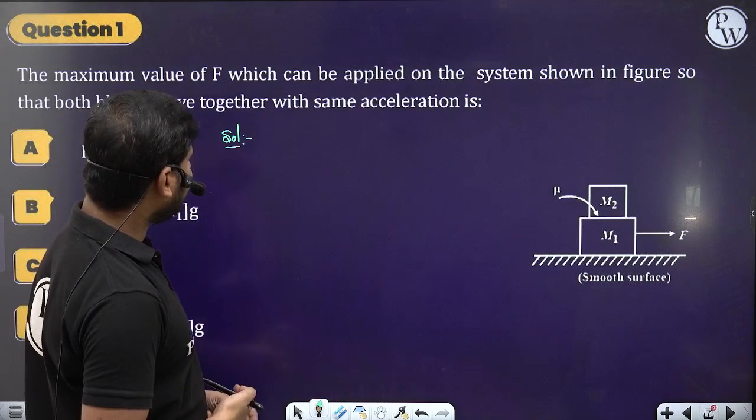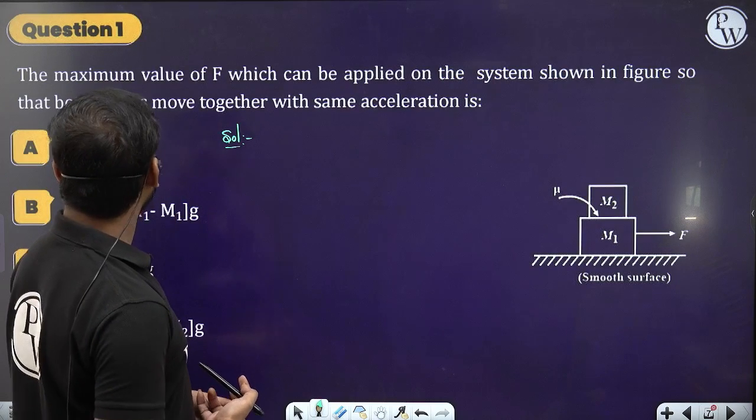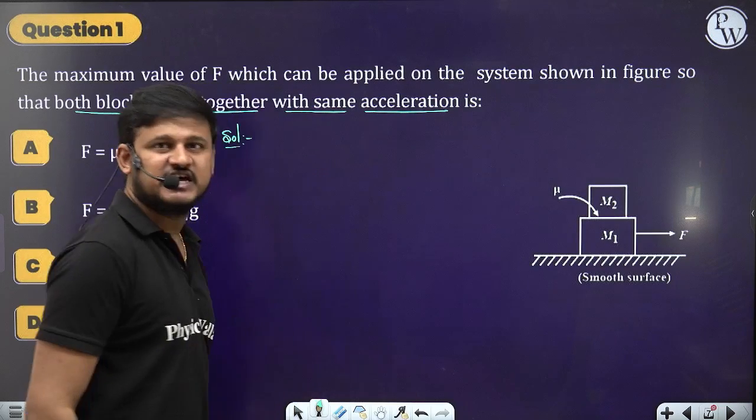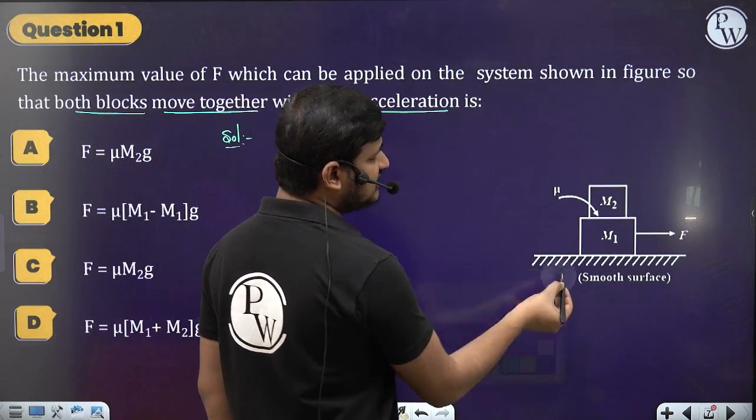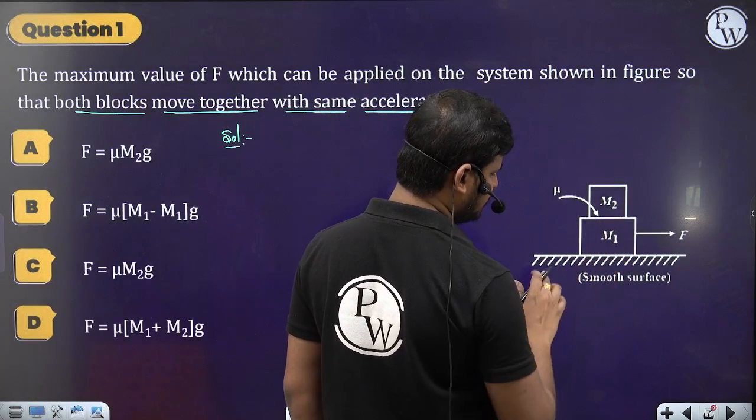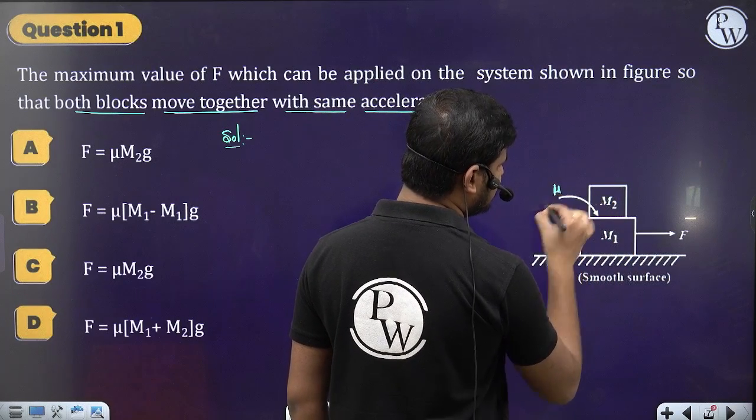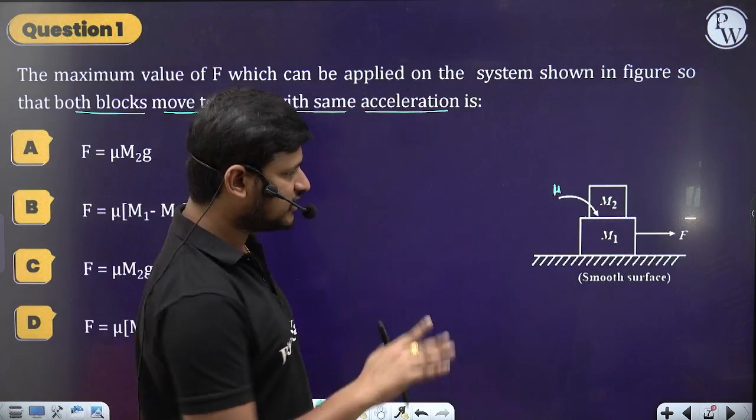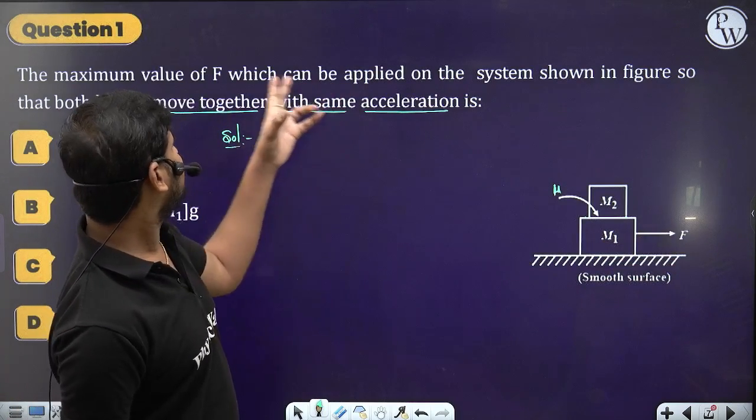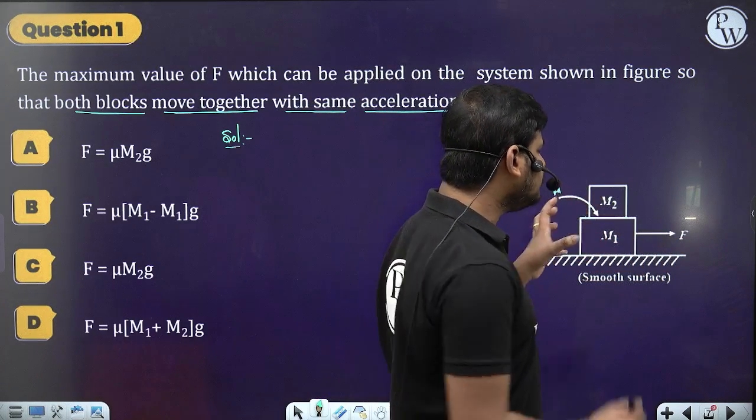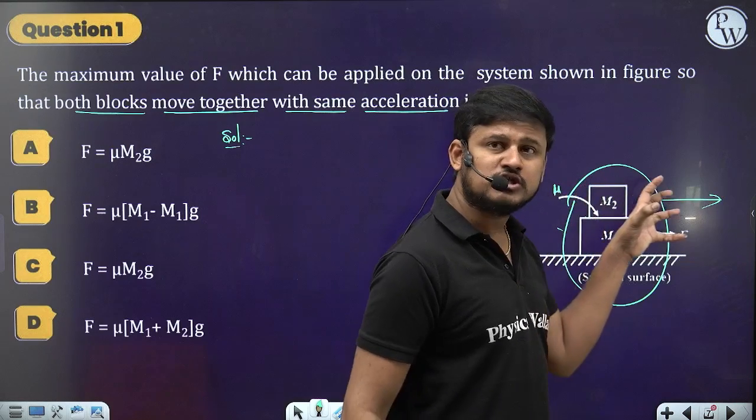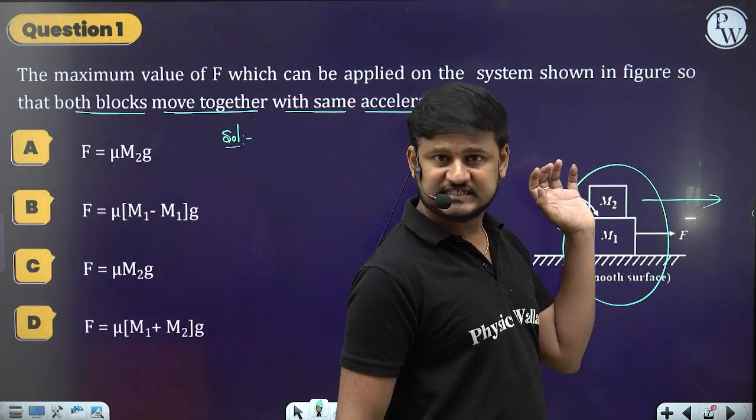The question: the maximum value of F which can be applied on the system shown in the figure, so that both blocks move together with the same acceleration. First, you can identify that this is a block over block question. This is a block of mass M1, this is a block of mass M2. The bottom surface is smooth, and here the coefficient of friction is given, which means this is a rough surface. The external force is applied only on block 1. So what should this force be so that the whole system moves together? If you apply the force on M1, the M2 block should also move along with it. It should not fall.